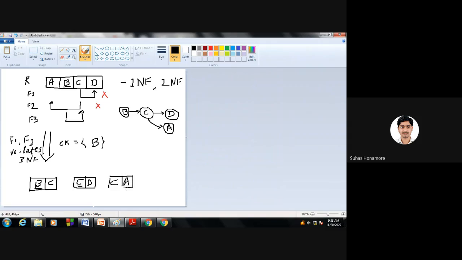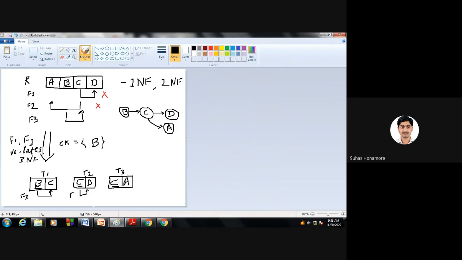A can be derived from C, from this FD. So in this table I will mark C as a primary key. This is the T1 table, this is the T2 table, and this is the T3 table. So we divided R into three tables, T1, T2, T3, and we're writing the FDs. Here we have this F3 dependency, and C to D is F1.